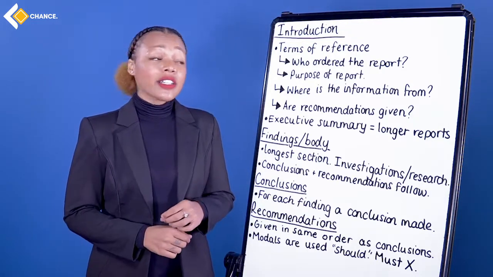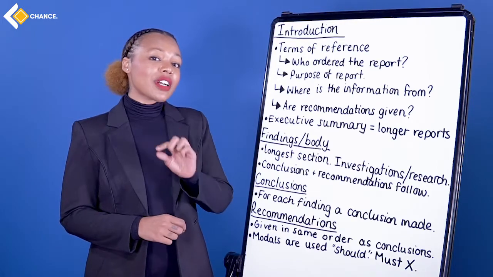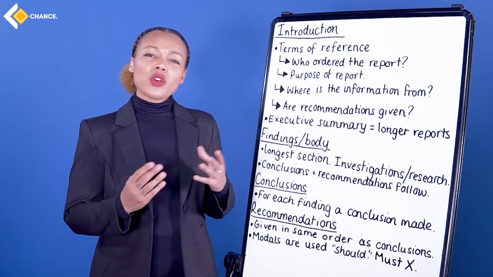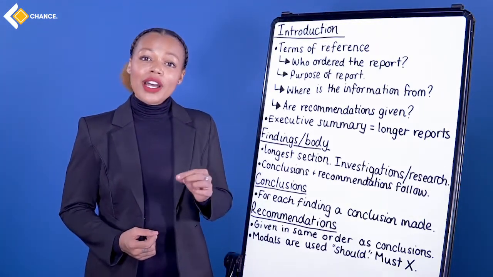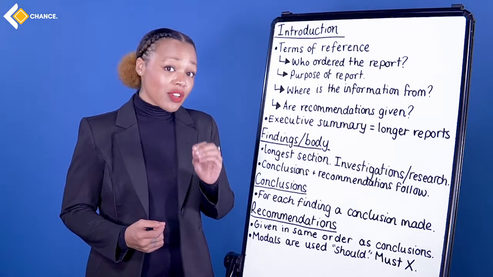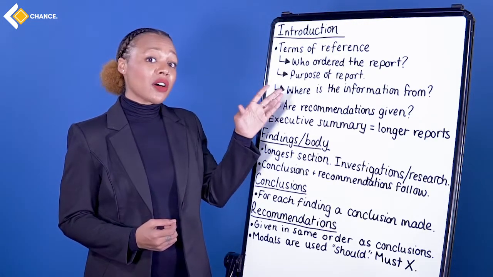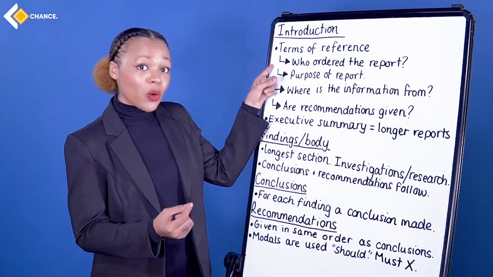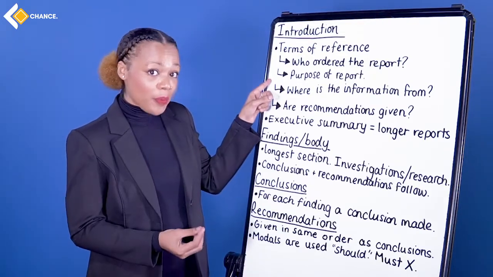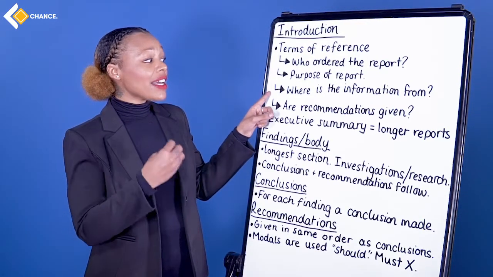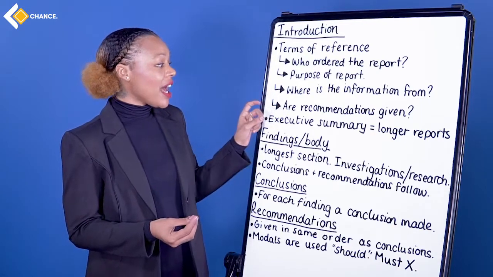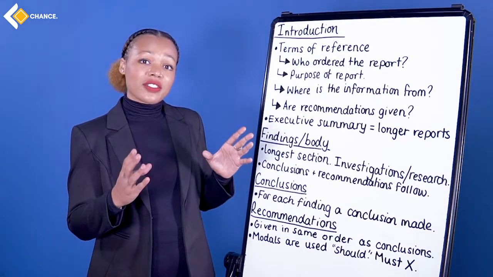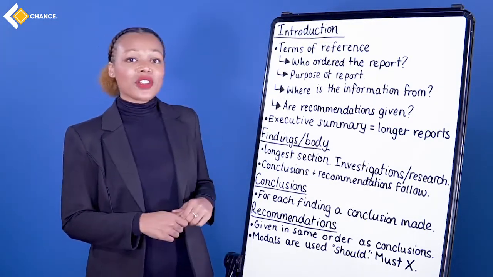Well, at the beginning, you will have your introduction. Now, write this down. You will have what is called a terms of reference. What does this mean and how can we find it? Well, by asking certain questions and writing them down, you will then have a terms of reference. So you need to say who ordered the report, what is the purpose of the report, where does the information come from, and are recommendations given? If you answer these questions, then it forms the terms of reference.